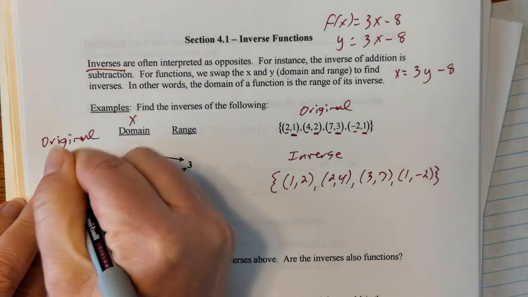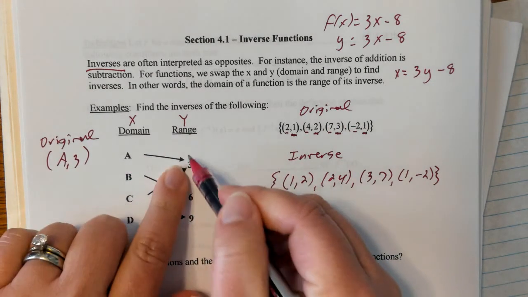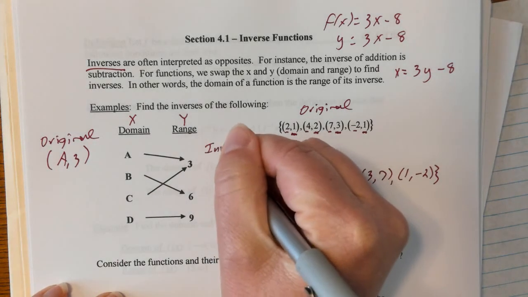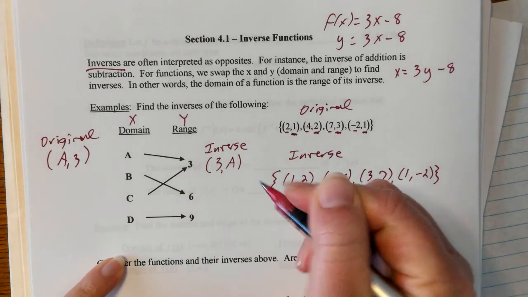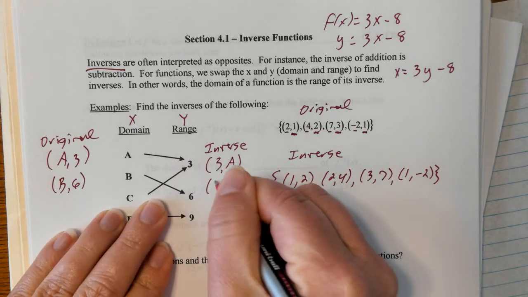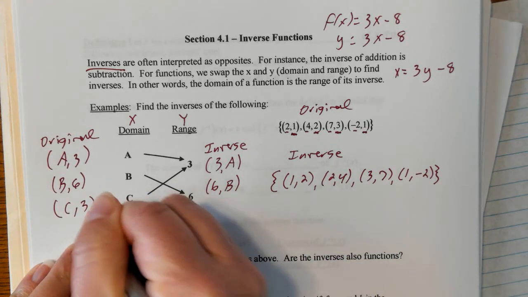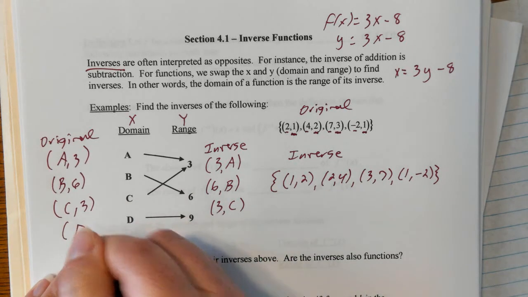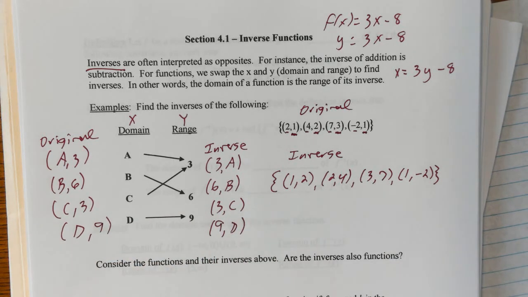we had the ordered pair A, 3. A was the x. 3 was the y, the range. Okay. In the inverse, that ordered pair will be 3, A. We just reverse it. In the original, we had the point B, 6. So in the inverse, it'll be 6, B. The original had the point C, 3. So the inverse will be 3, C. And the original had the point D, 9. So the inverse will have 9, D. We just reversed the x and y.